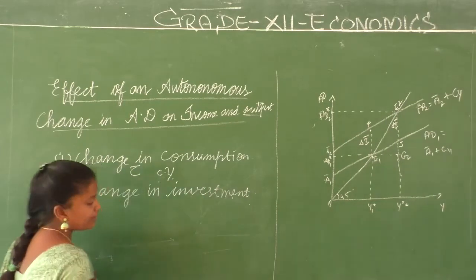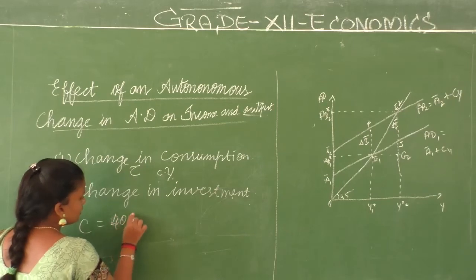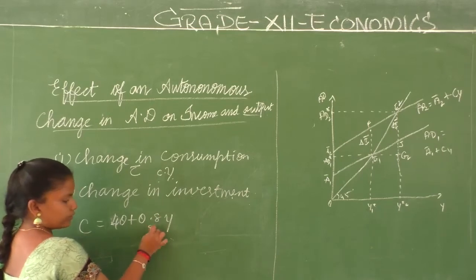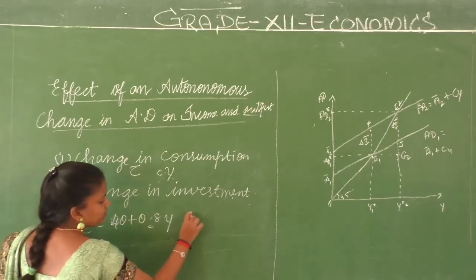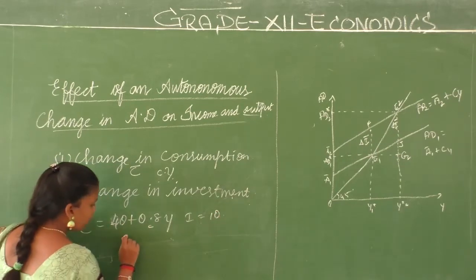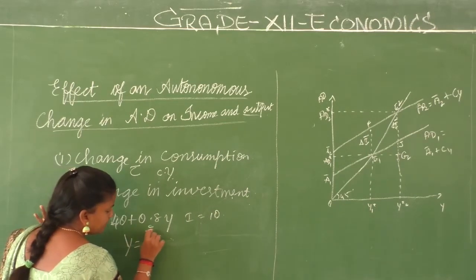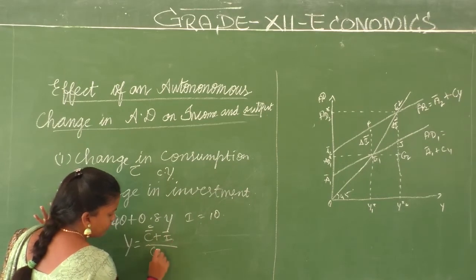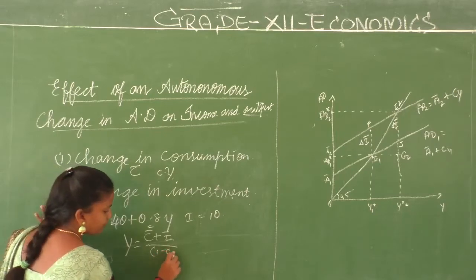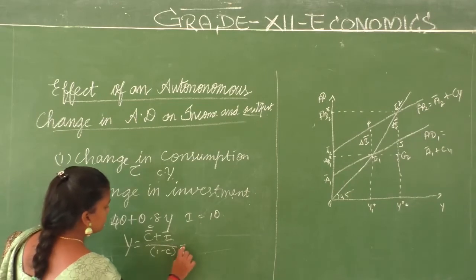The consumption expenditure, that is capital C, is given as 40 plus 0.8y. This is the small c's value. And I is given as 10. With the aggregate demand, what formula did we find? Y is equal to C dash plus I dash by 1 minus c. That is what we calculated. So with this help, we are going to find the next thing.